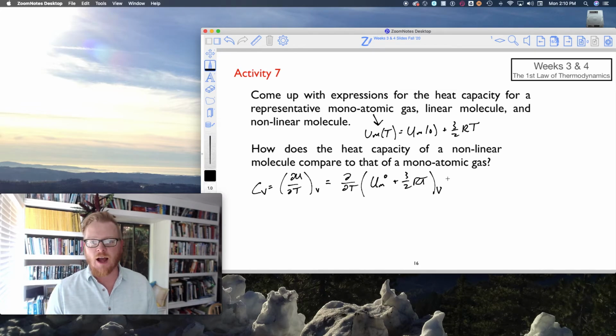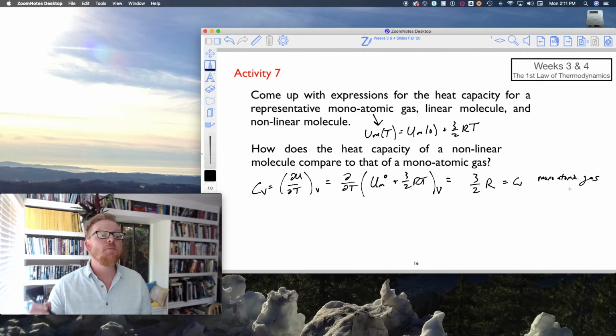It's a little redundant. The mathematicians will tell us we don't have to do that, but chemists, we like to put the variable that's being held constant, okay? So this is a very easy derivative. UM0 is a constant, so when you take its derivative with respect to temperature, it's 0. And the derivative of 3/2 RT is simply 3/2 R. That is the heat capacity for all monatomic gases. Not the specific heat, just the heat capacity, CV.